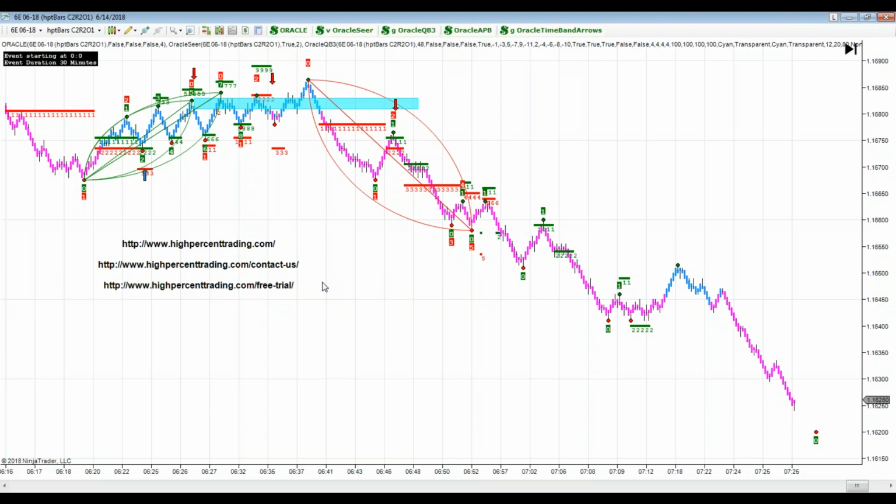So I hope this was helpful, and I hope that you consider incorporating the trading of wave 2s under combined Gann Elliott wave analysis into your trading.